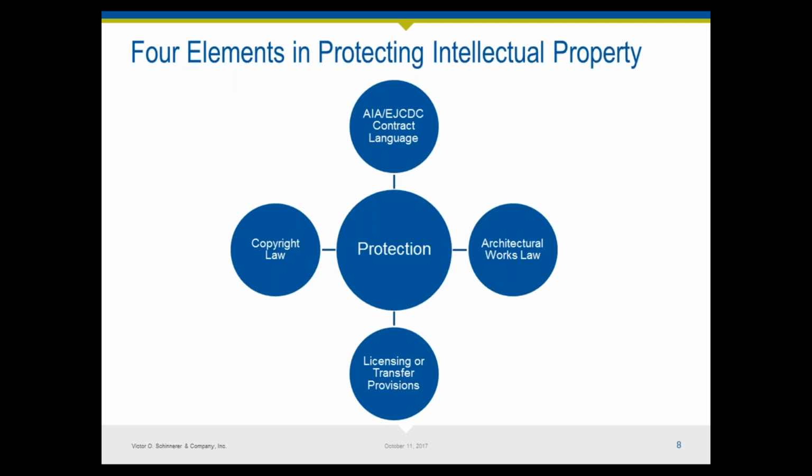Now, we are looking at how the federal copyright law can protect your intellectual property and therefore your ability to protect your cash flow. And we will look at 4 elements of protection. First, I want to make sure you are aware of how standard AIA and EJCDC documents address the protection of intellectual property. Both the American Institute of Architects and the Engineers Joint Contract Documents Committee have language in their standard contracts that go a long way to protecting the right of the architect or the engineer to their instruments of service, their intellectual property.